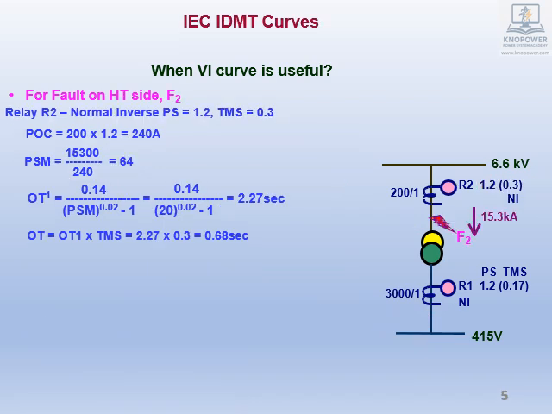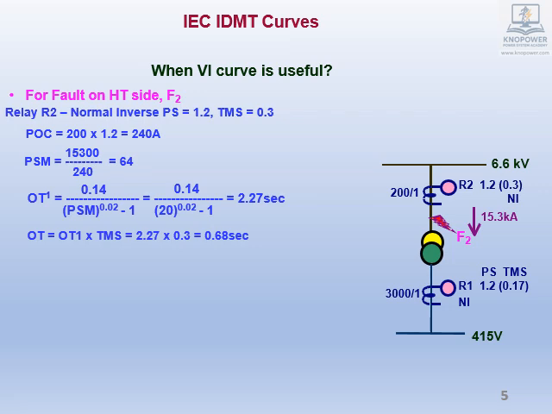We will compare operating time with normal inverse and very inverse curves for fault on HT side of transformer. For fault F2, fault current seen by relay R2 is much higher and is equal to 15.3 kiloamps. First, we will consider NI characteristics. Relay setting is already fixed in previous slide. PS equals 1.2 and TMS equals 0.3.